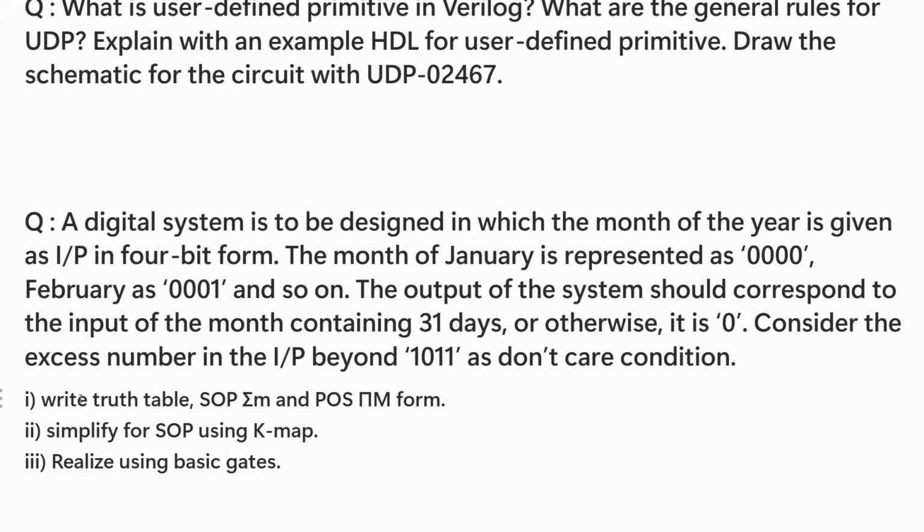On the basis of these conditions, we have to answer three parts. First, write the truth table for sum of products for the min terms and product of sums for the max terms. Then simplify the sum of products using K-map and realize it using basic gates. One more question like this they can ask. I already solved that in my videos. You go and check out my playlist.